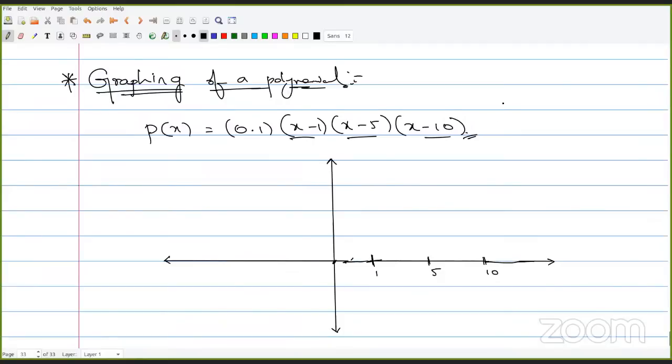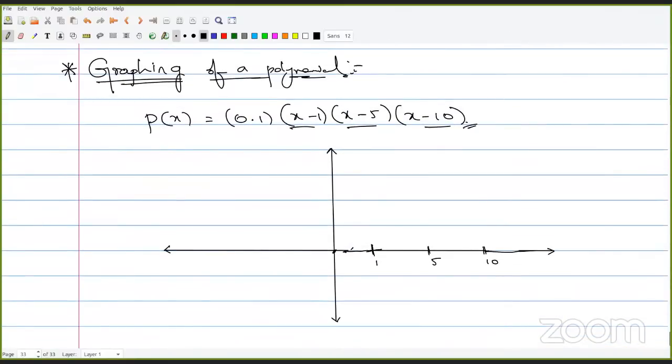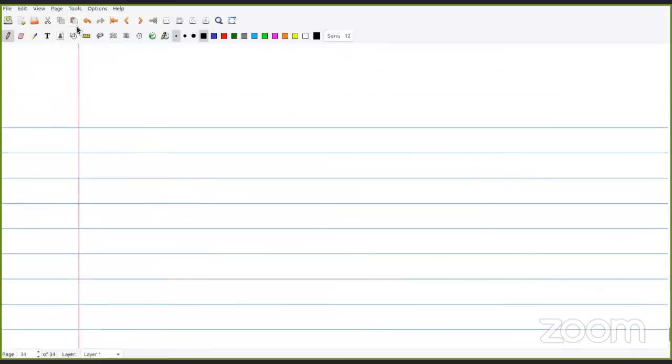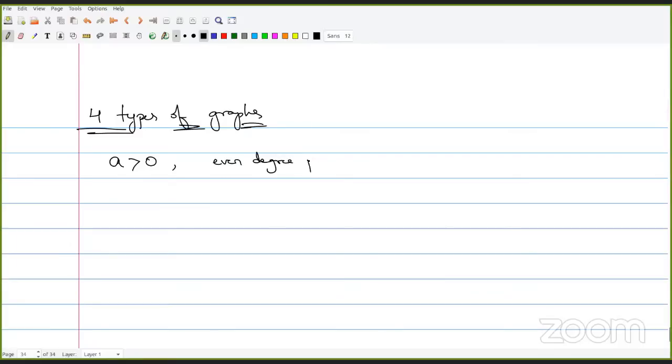Okay, let me explain that thing also. Before this graphing, we have 4 types of graphs. Okay, 4 types of polynomial graphs. So one is leading coefficient greater than 0 and it is an even degree polynomial. What is an even degree polynomial? The highest degree is an even number, like 2, 4, 6, 8, and so on. Okay, the highest degree is this.